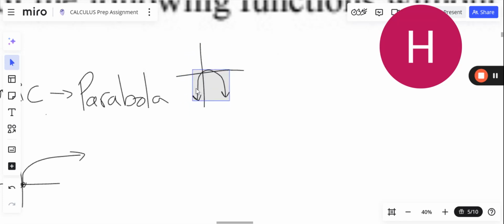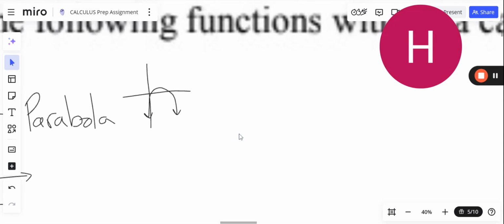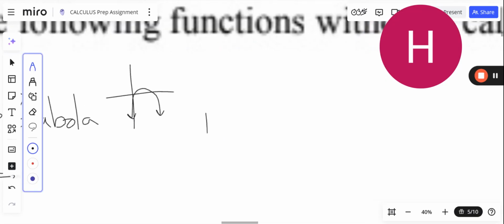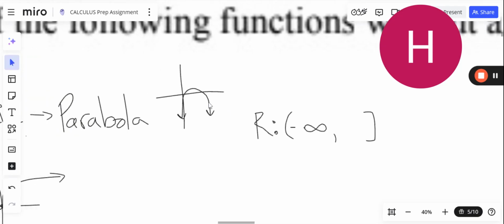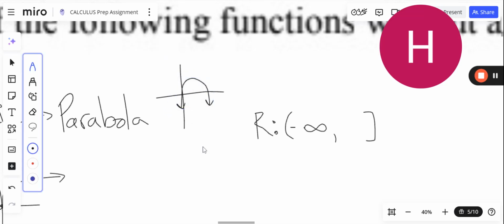So depending on where this is at, depending on how high up this is, that's going to determine our range. But we can safely say right now that the range is going to be from negative infinity all the way down at the bottom to some value. That's the maximum. So wherever the maximum is on this parabola, the vertex you might call it. If we can find out where that vertex is, we can find out this point.